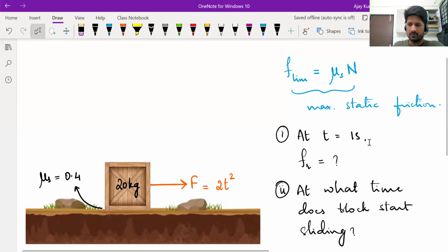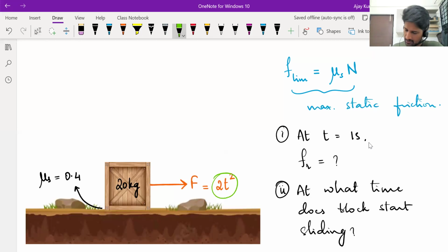Listen, all of you. Friction always tries its best to prevent sliding. That's all. And however much effort is necessary to prevent sliding, it will put that much effort only. Now at 1 second, substitute t as 1, the applied force becomes 2 newtons. What is that force doing? It is trying to slide the block.